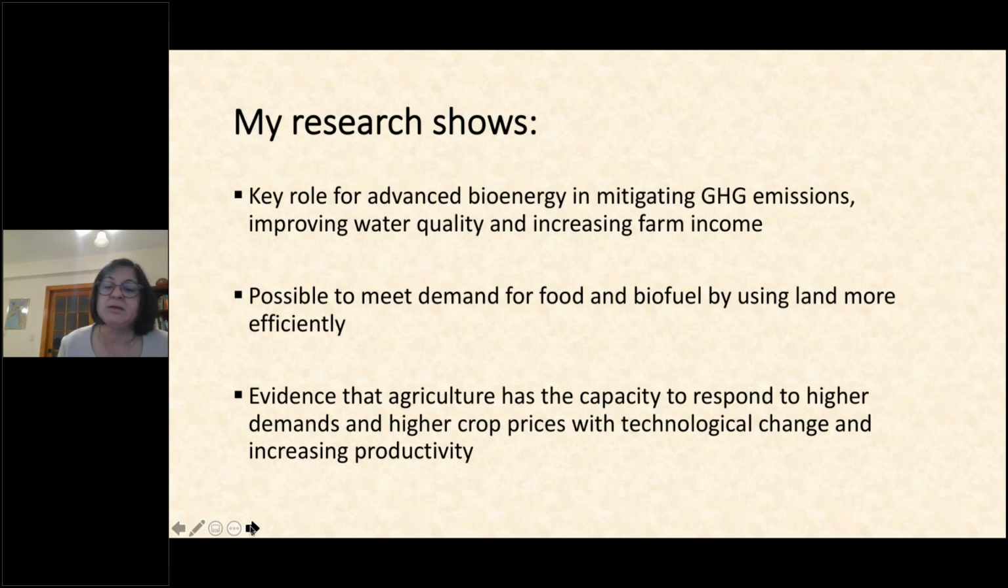It is not a static sector. There is responsiveness of production, technology, and in fact, with higher crop prices comes technological change and increasing productivity, and this can be done while at the same time reducing the environmental impact of agriculture.